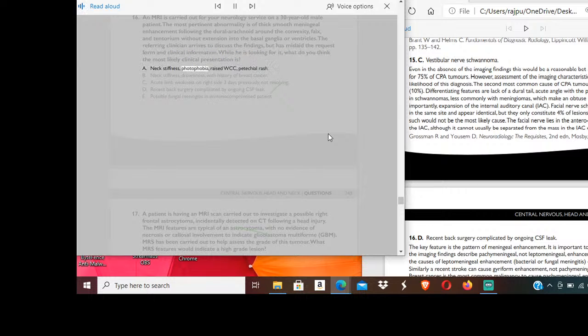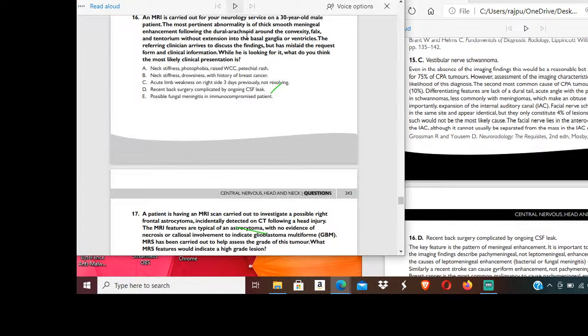A. Neck stiffness, photophobia, raised WCC, petechial rash. B. Neck stiffness, drowsiness, with history of breast cancer. C. Acute limb weakness on right side 3 days previously, not resolving. D. Recent back surgery complicated by ongoing CSF leak. E. Possible fungal meningitis in immunocompromised patient. Central nervous, head and neck question.